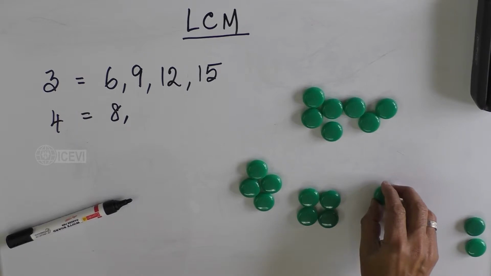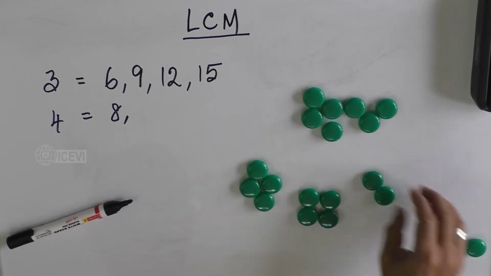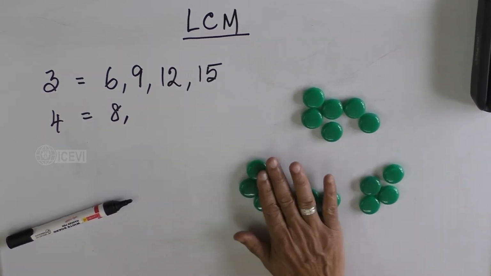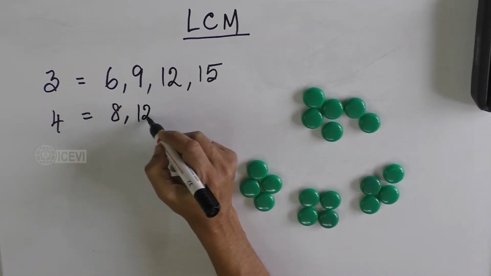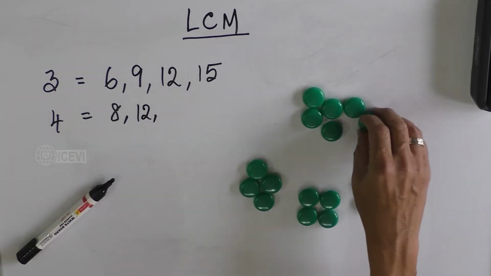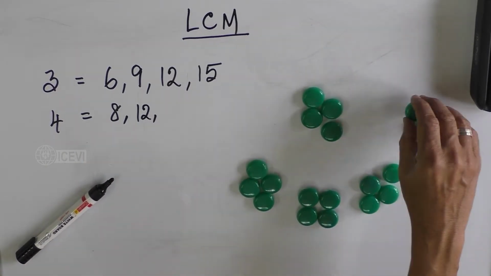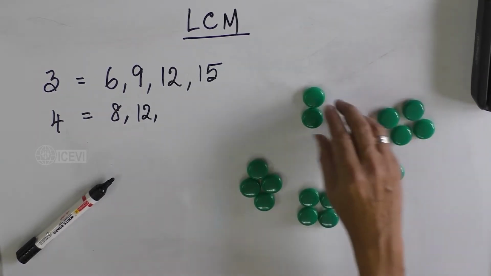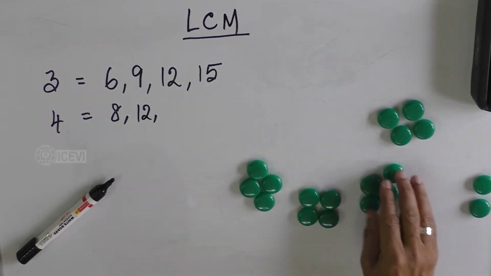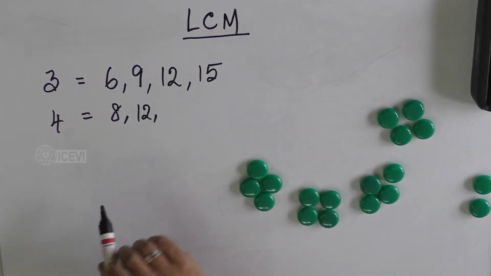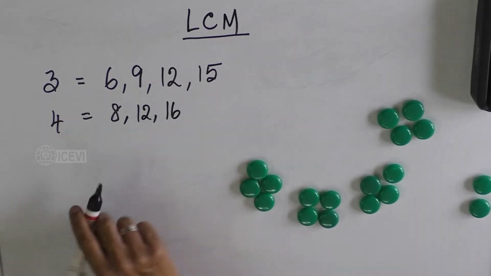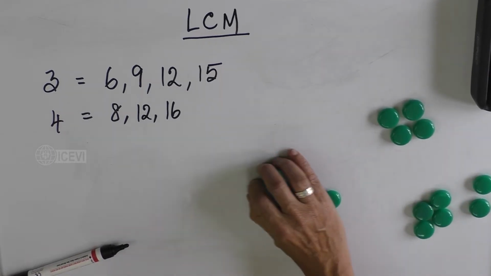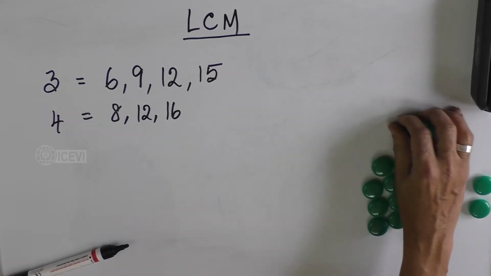What about 9? No. 10? No. 11? No. 12? Yes, because there is no remainder. So 12 is a multiple of 4. What about 13? No. 14? No. 15? No. 16? Yes. 16 becomes a multiple of 4 because there is no remainder. Right. Now we have the multiples of 2 numbers with us, 3 and 4.